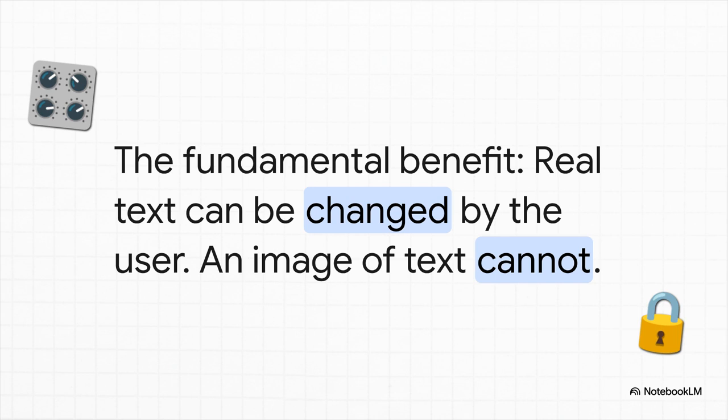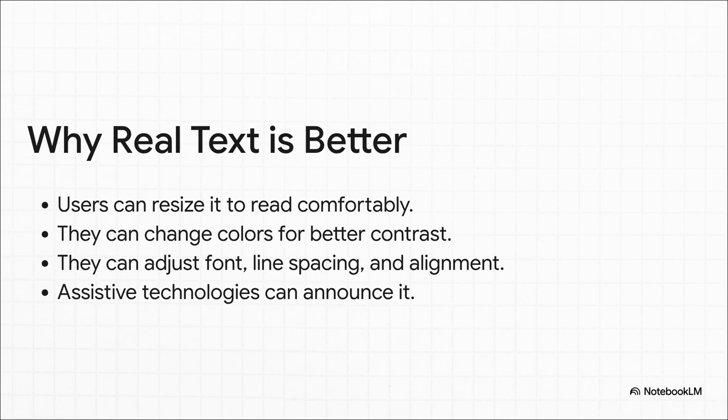Real live text can be changed. It can be customized by the person looking at it. But an image of text? It's locked, it's frozen in place. The user has zero control. And that control is everything. It means your users can make the text bigger if they have low vision. They can swap out the colors to get better contrast if that helps them read. They can even change the font, the spacing between lines, whatever they need. And this is a huge one. Assistive tech, like screen readers, can actually read it out loud. To them, an image is just a silent, empty box.